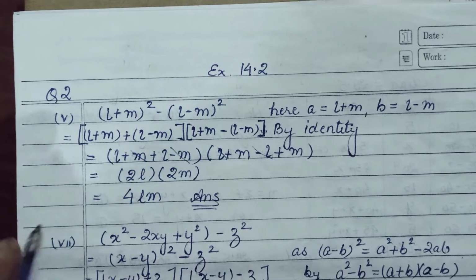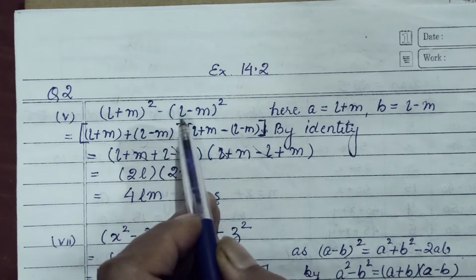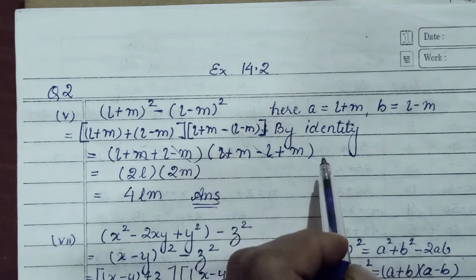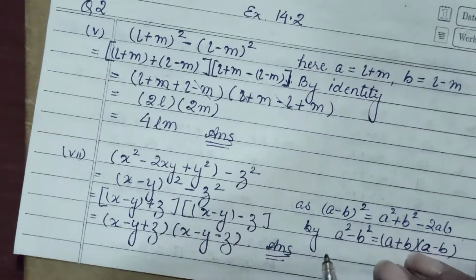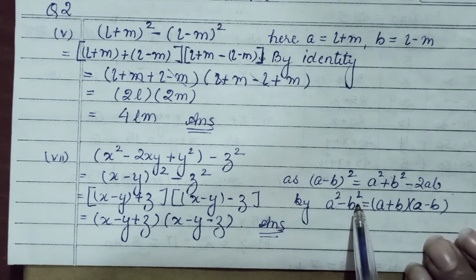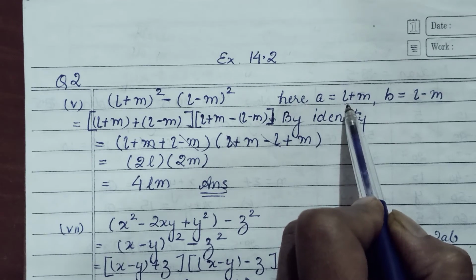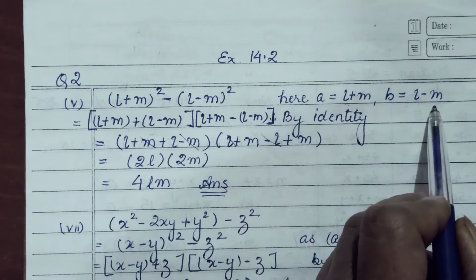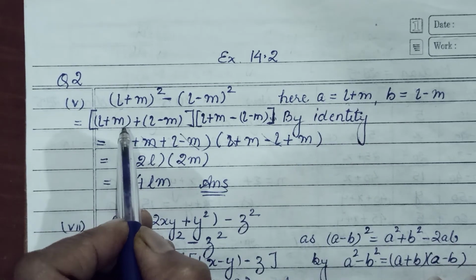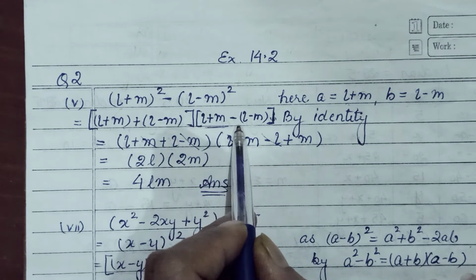Now in the fifth one you have L plus M whole square. This is already given to you in a square form and a minus sign in between with L minus M whole square. So it is of the form of the identity. Okay, we can already see that this is of the form A square minus B square. Where your A would be, as I have written here, L plus M, and your B would be L minus M. So A plus B and A minus B. So A is L plus M plus B is L minus M. Likewise A minus of B.